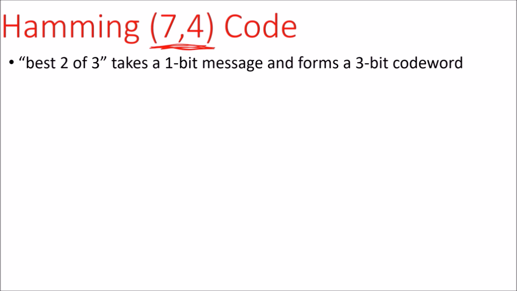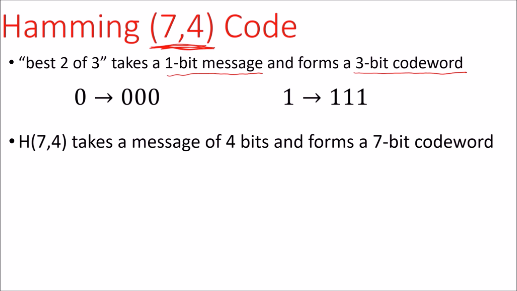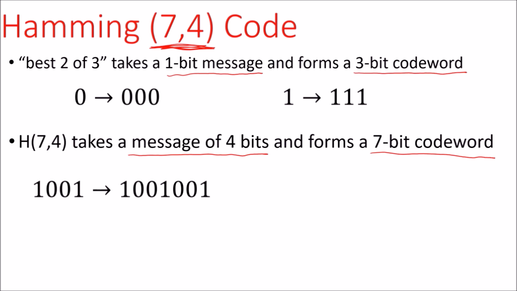So the best 2 of 3 repetition code takes a 1-bit message and turns it into a 3-bit code word by repeating it 3 times. So the 0-bit message gets turned into the code word 000, and the 1-bit message gets turned into the code word 111. Now the Hamming 7,4 code takes a message of 4 bits and turns it into a 7-bit code word. So the message 1001 gets turned into the code word 1001001, and the message 0010 gets turned into the code word 0010011.